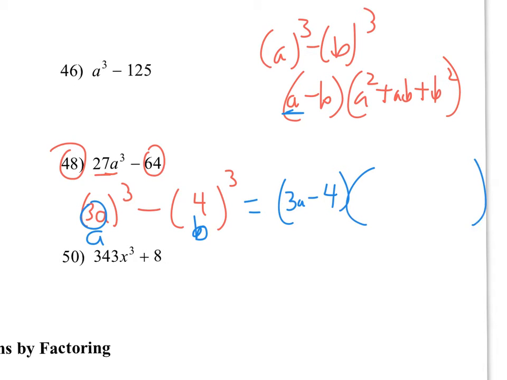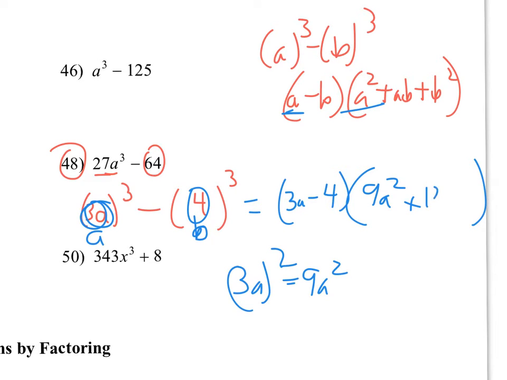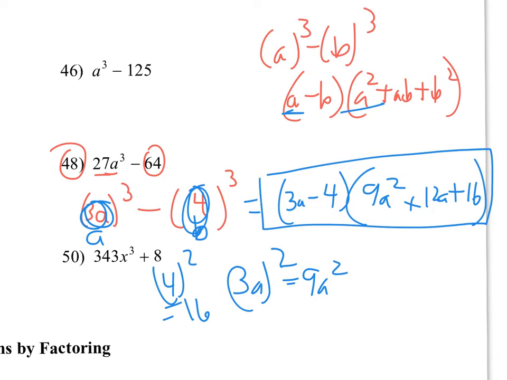And then inside the trinomial, it says a squared, so I need to take 3a and square it. So I square the 3 and square the a, which is 9a squared. So my first term in here is going to be 9a squared. And then it says plus a times b, so I multiply my 3a times my 4, which is 12a. And then plus b squared, well, b is 4, so I need to square 4, which is 16. So I'm going to write this as 16. So it's the binomial 3a minus 4 multiplied by 9a squared plus 12a plus 16.